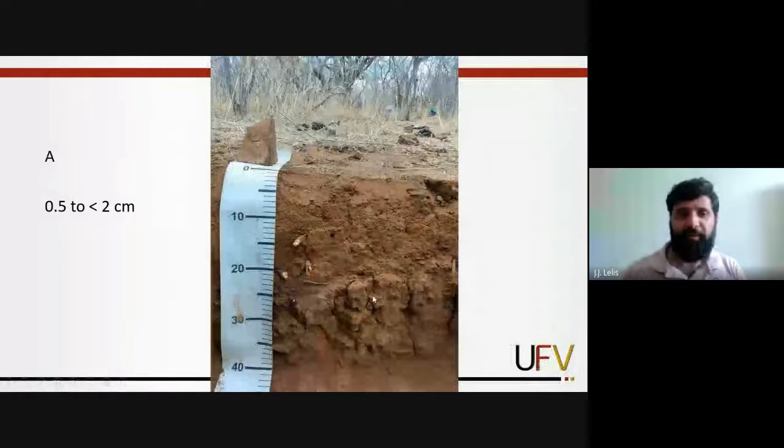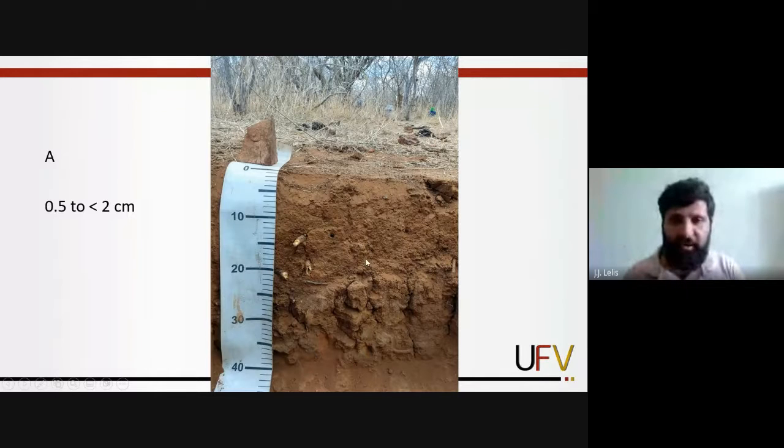And I can see this one is abruptly changing, where the transitional zone has a thickness between 0.5 and less than 2 centimeters. So I can see a change from this horizon into this. I have this sandy material with roots, and it doesn't have a lot of peds, but I can see here a very distinct horizon with prismatic peds with a lot of clay, very different from the upper horizon, okay?